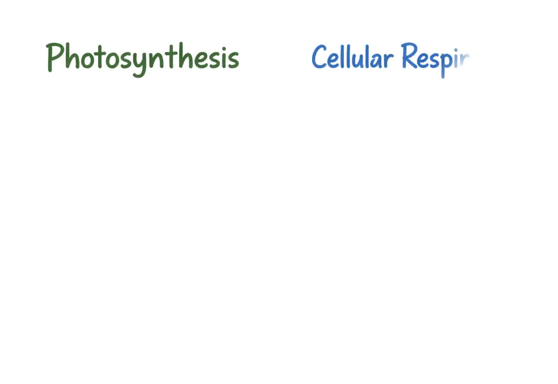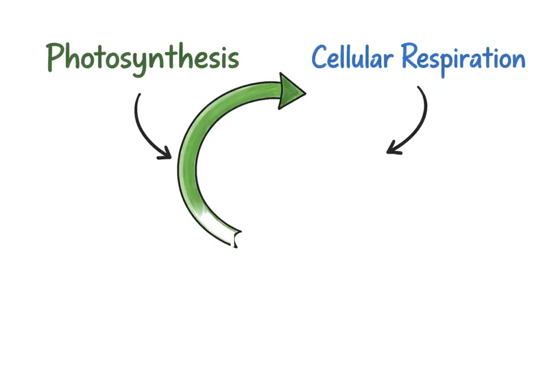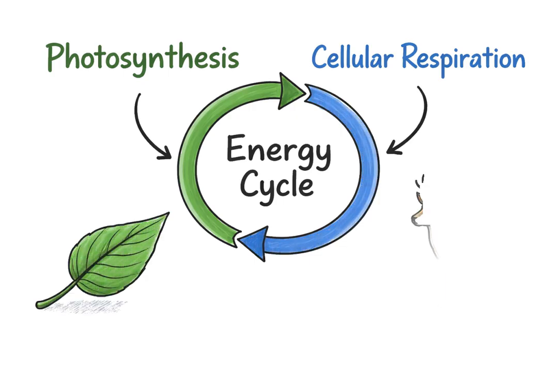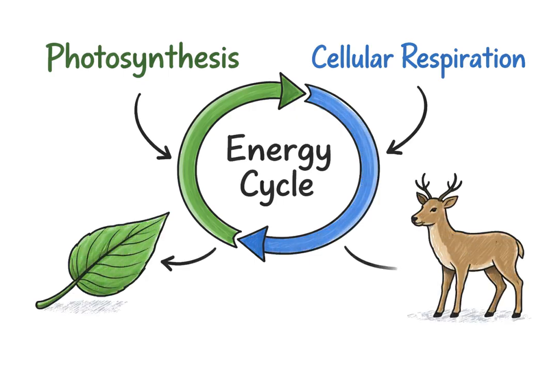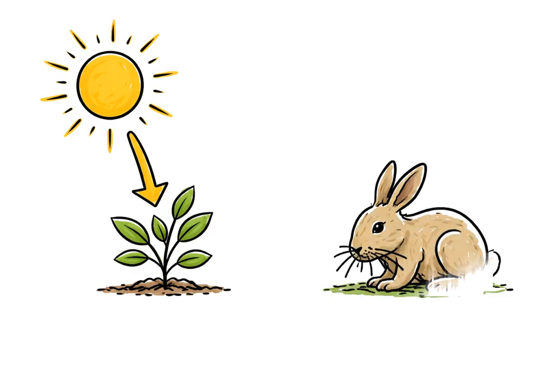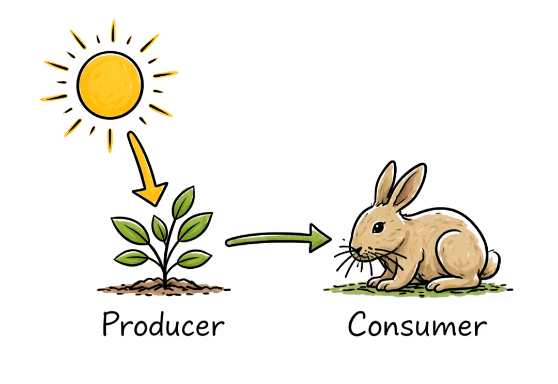Life on Earth relies on a continuous energy cycle. Photosynthesis, mainly performed by plants, captures solar energy. Cellular respiration, done by nearly all organisms, releases it. Photosynthesis converts light energy into chemical energy, storing it in food molecules like glucose. These producers form the base of most food chains.